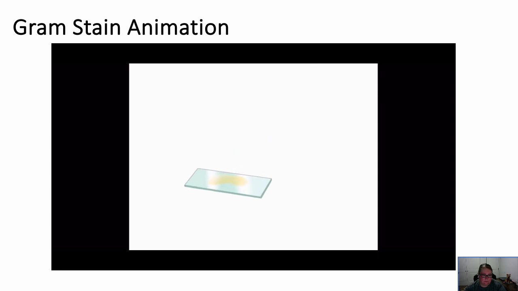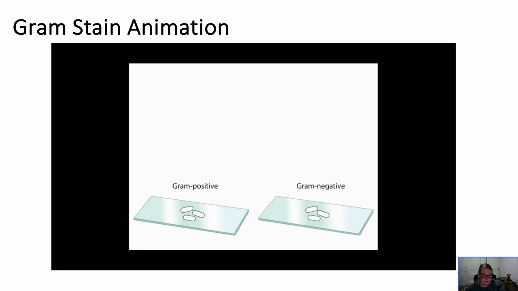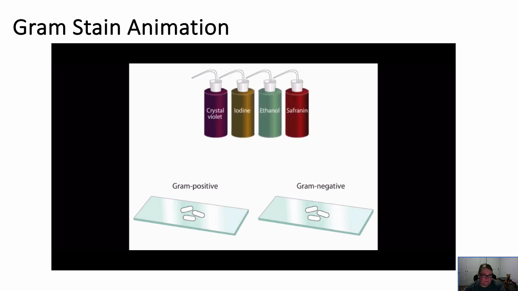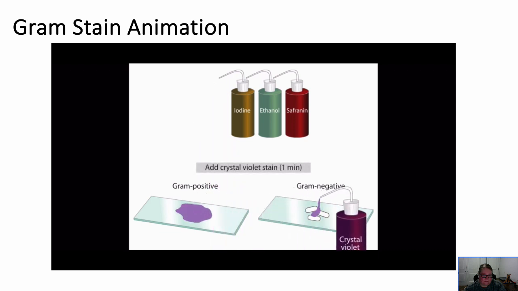Here we'll follow the procedure as it would occur using fixed samples of gram-positive and gram-negative cells. The gram stain uses 4 different solutions: the bright purple dye called crystal violet, iodine, ethanol, and the red dye called safranin. Crystal violet is applied first and left on for a minute.